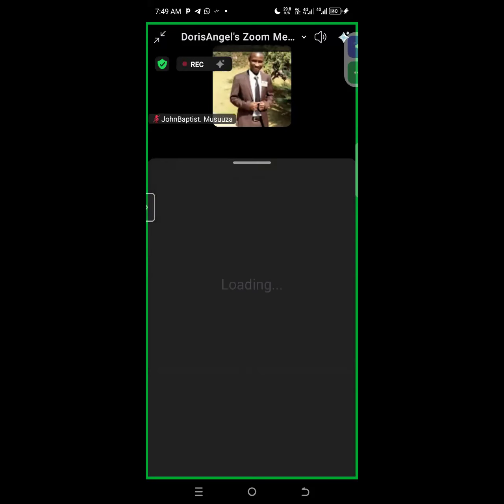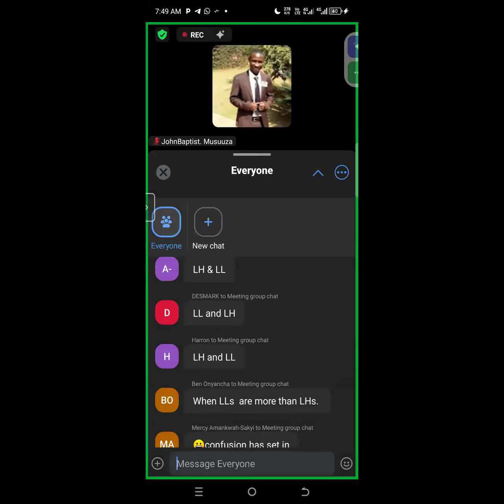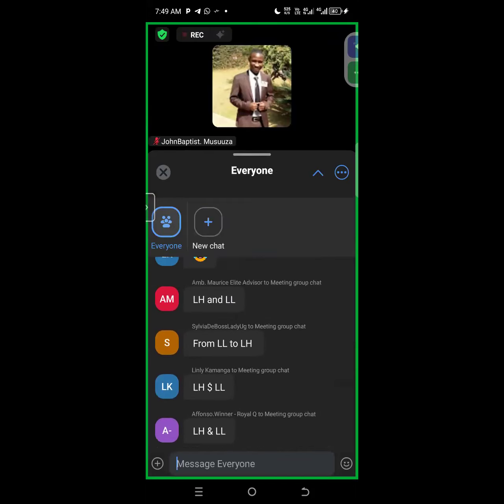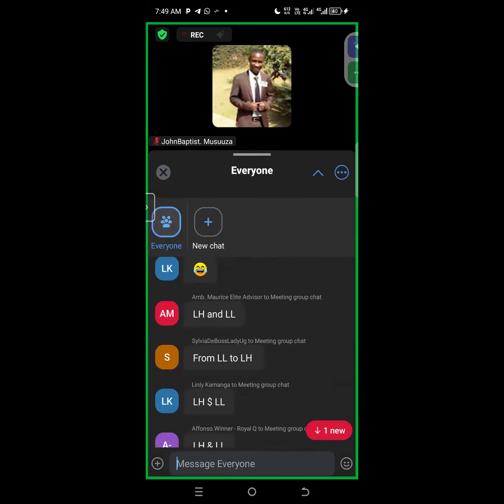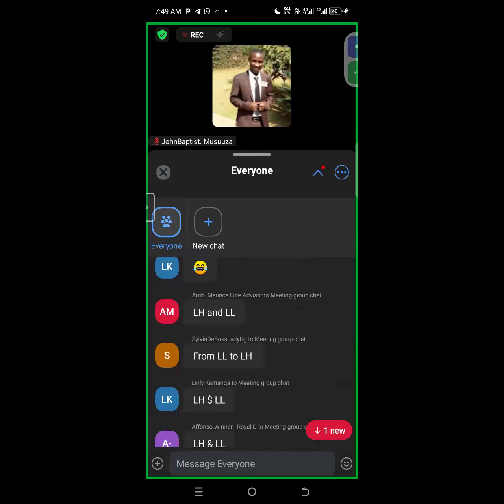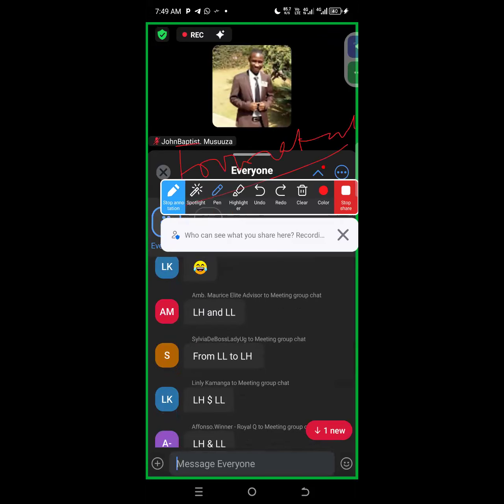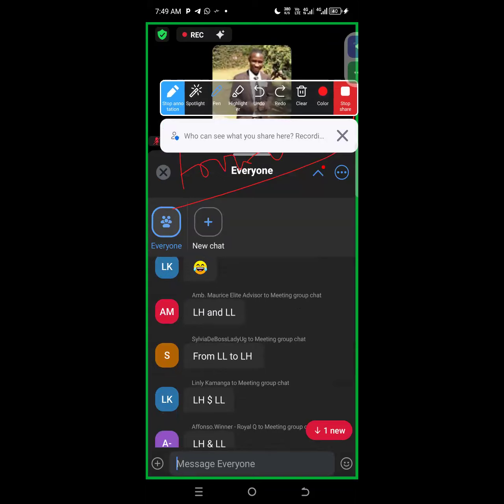Okay. Now let's see. So we said downtrend. So let me see those who are creating confusions here. So you see, Ambassador Morris, it is not lower high, lower low. It is rather lower low, lower high.